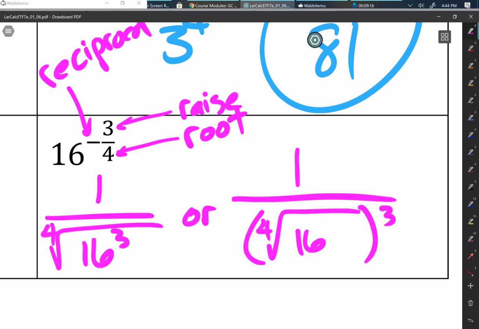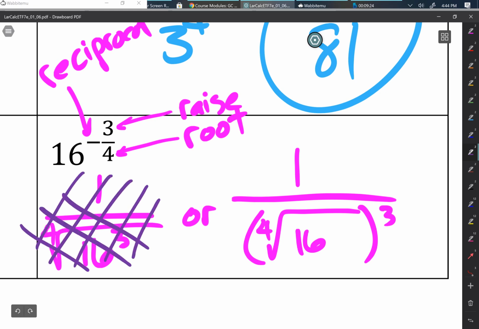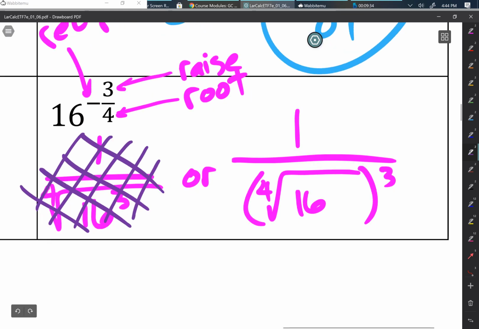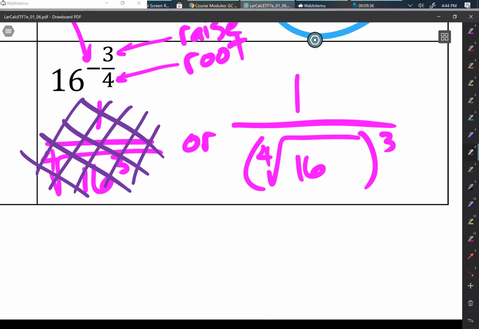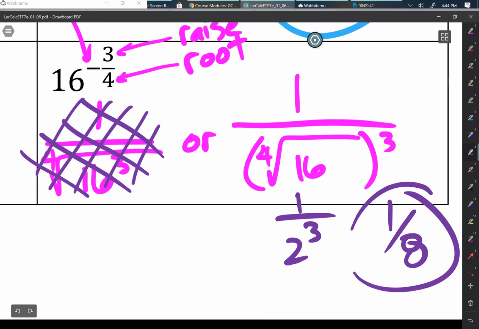Neither is more correct than the other. They will both get you the correct answer, but I will argue that this is not always a good way to go about things because I don't want to cube 16, especially if I have to do these things without a calculator. I would much rather prefer to take the 4th root. And the 4th root of 16, I'm sure you know, is 2. So this becomes 1 over 2 cubed. And 2 cubed is 8, so I get 1/8. And so my final answer is 1/8.